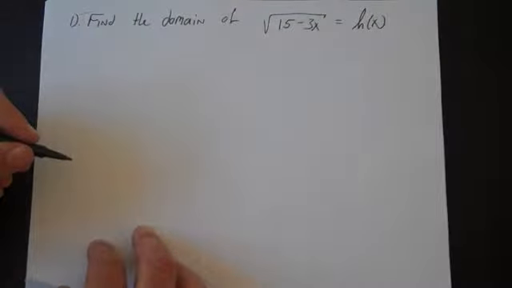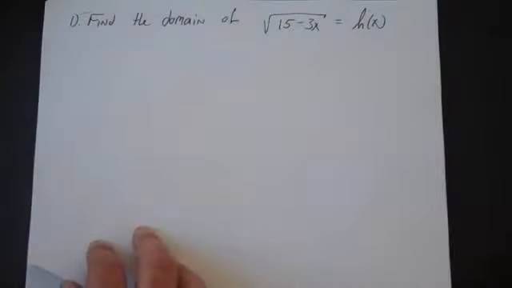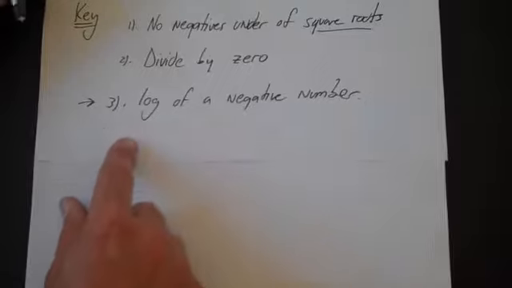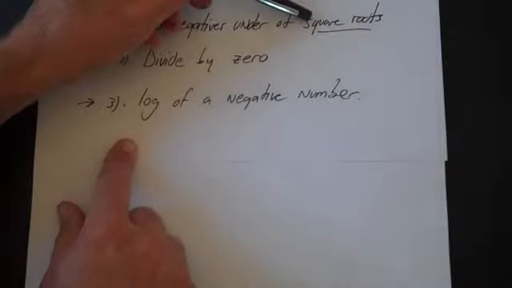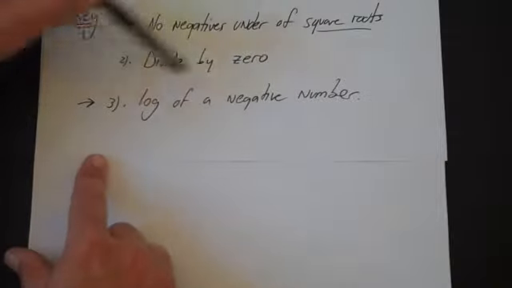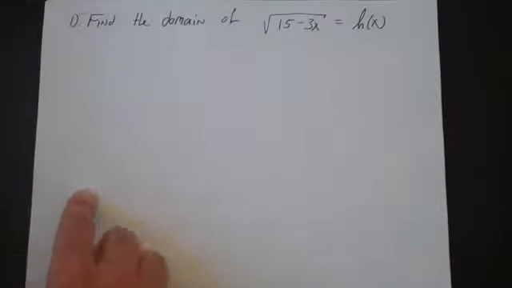Right, in that case, the key is that remember, when we're finding the domain and range of functions, there's three rules we have to worry about. You can't have a negative underneath the square root sign, you can't divide by 0, and you can't have log of a negative number. And this is done later in the logs.